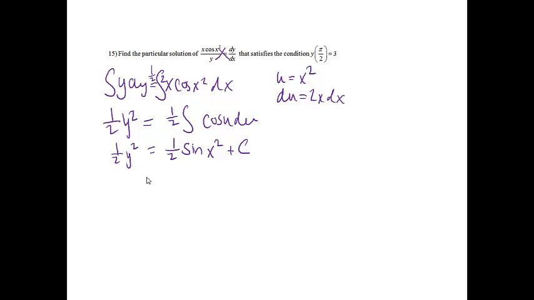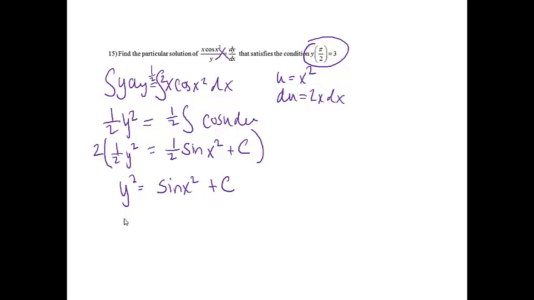Okay, now I'm going to be solving this for y. So the first thing that I'll do is multiply everything by 2. So I'm going to get y squared equals sine of x squared plus 2 times c, which is still just a constant. And then from here, I actually could solve this for y. I'm not going to square root it quite yet because I'm going to find my c first. I'm going to use this initial condition right here.